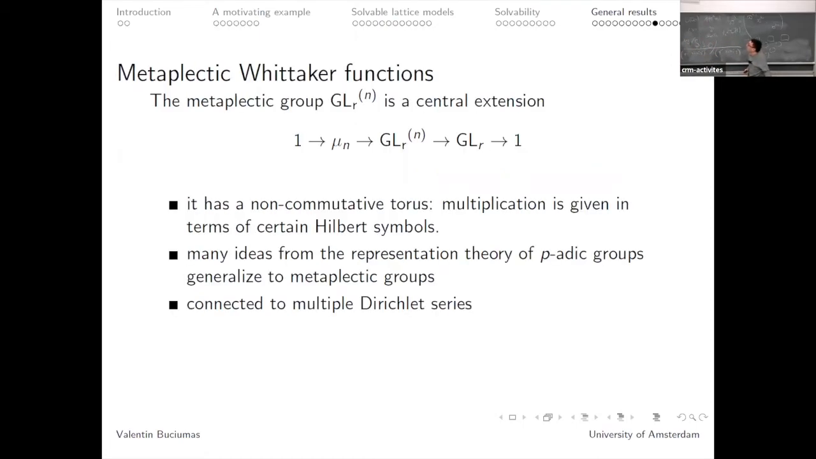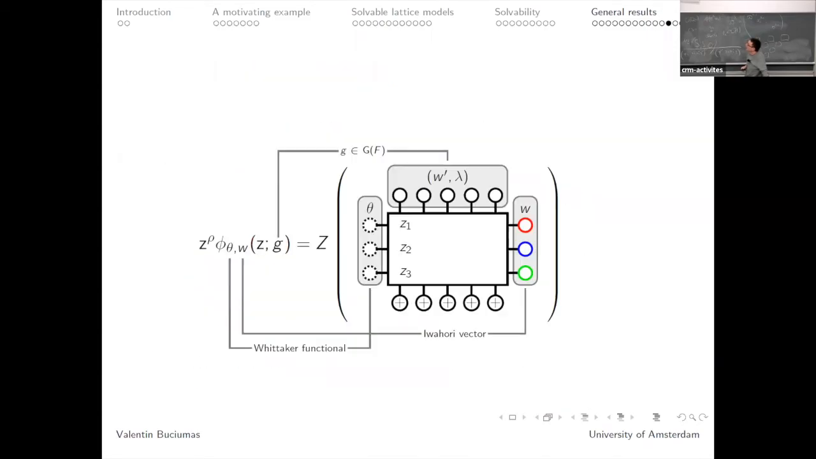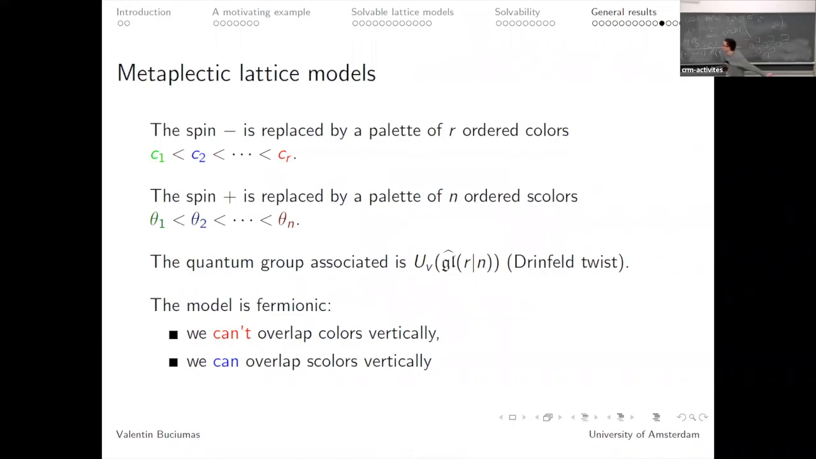Okay, so let's not define a metaplectic group, but let's say a metaplectic group is a certain generalization of a reductive group that is useful for studying automorphic forms, L-functions and stuff like this. So in the greatest generality, we have a model where now we replace minus spins by colors, and we replace plus spins by what we call scalars. Scalars is basically a way of saying super color, because we want the color and the scalar to be somehow different. But both of them will be ordered. There will be r colors, where r is the rank of GLr, and there will be n scalars, where n is the degree of the cover, the metaplectic cover.